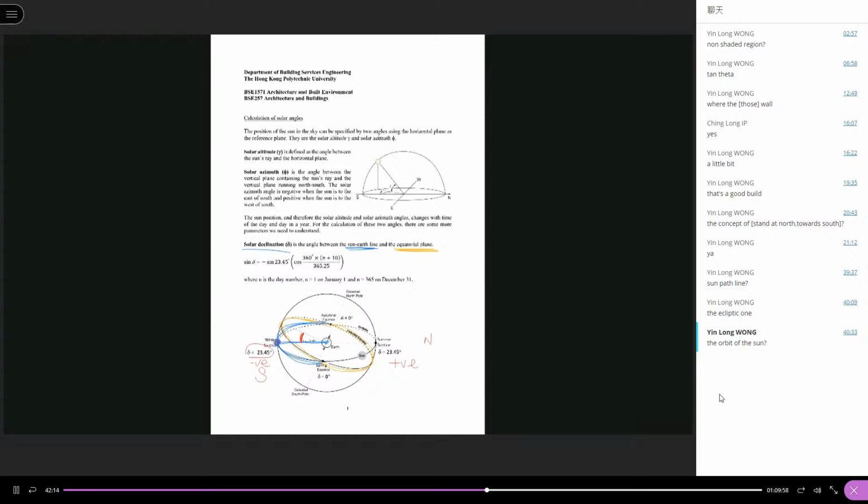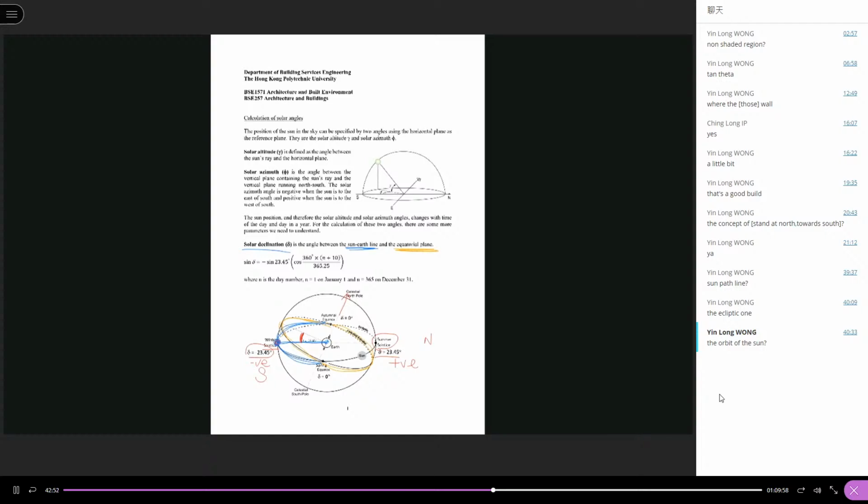So for the summer solstice, the solar declination is positive 23.45. Remember, in the summer solstice, the North Pole is pointing mostly towards the sun. And in the winter solstice, the North Pole is pointing mostly away from the sun. And the angle is equal to the tilting angle of the Earth axis, 23.5, or more accurately, 23.45 degrees.